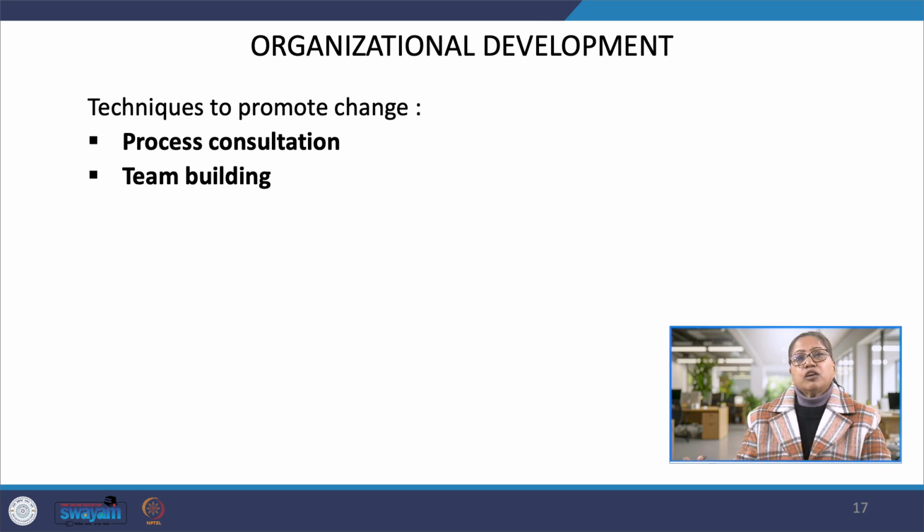There is another technique called process consultation, which is also part of organizational development technique. A trained consultant works very closely with the manager on the job to help the manager improve his or her interactions with other group members. The consultant acts as a sounding board. Team building is also another measure for organizational development. It is a technique where the facilitator first observes the interaction of group members and then helps them become aware of ways to improve their work interaction.